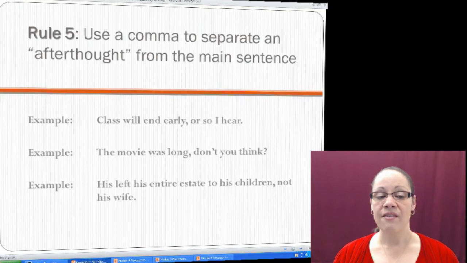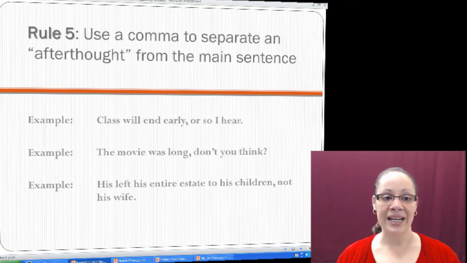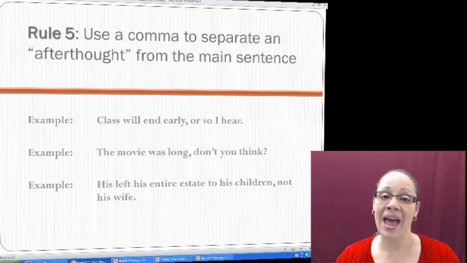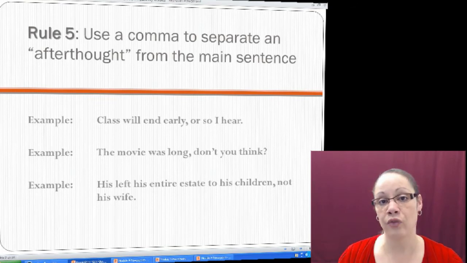Now rule number 5 is use a comma to separate an afterthought from the main sentence. An afterthought is just something that you might add kind of nonchalantly to the sentence. So our example is: class will end early, or so I thought. Or so I thought is my afterthought. It comes after my main sentence, which is my independent clause, so I need a comma to introduce my afterthought.